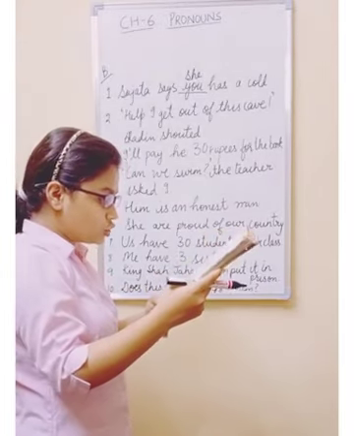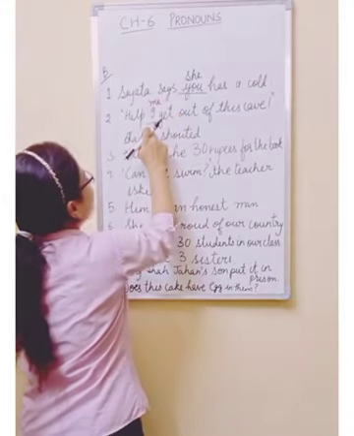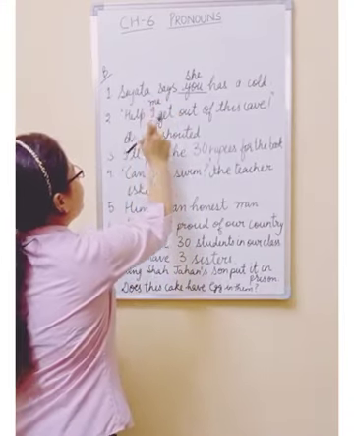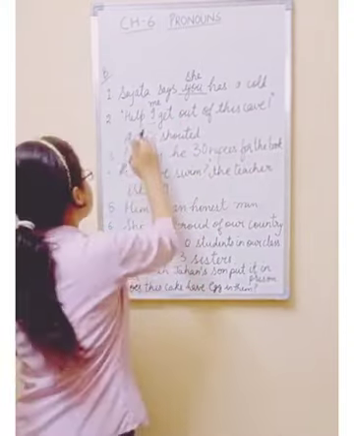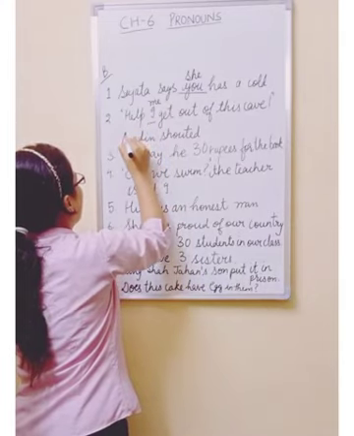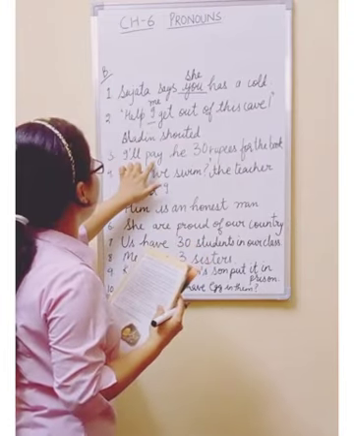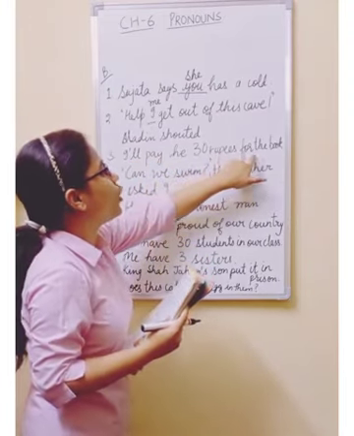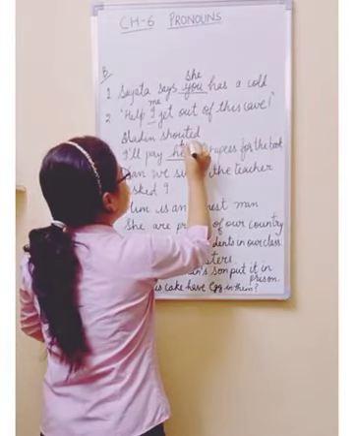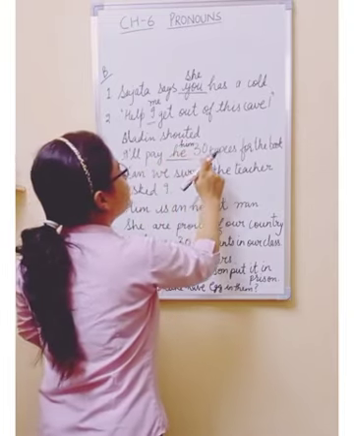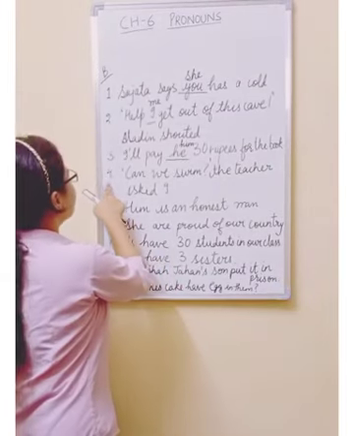Aladdin shouted. So what could be the correct sentence? Help me. Instead of I, you are going to write me. Help me get out of this cave, Aladdin shouted. Right? Next is, I will pay he 30 rupees for the book. I will pay him, not he. I will pay him 30 rupees for the book. Is it clear?